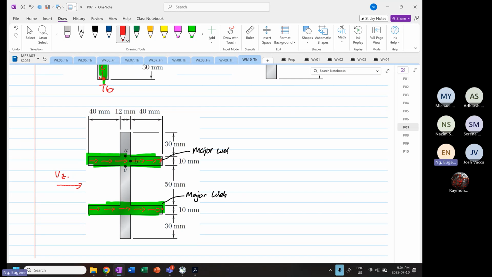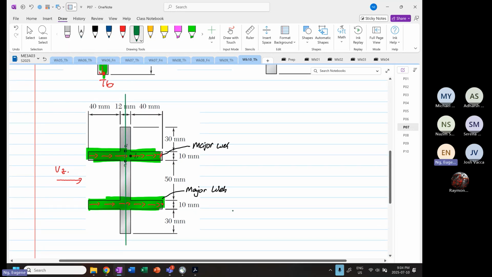Okay, now the centroid. If I'm going to draw the centroid, this is our Vy, we have to use what? Iyy. I'm sorry, Vz, we have to use Iyy, right? So in case some of you forget, what do I mean by that?